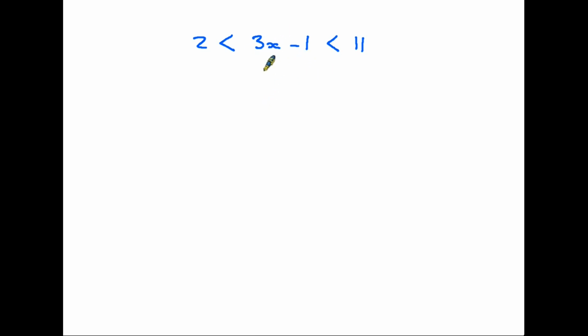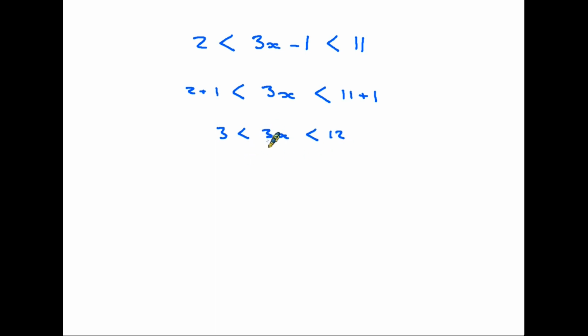So the first thing you would do with an equation is you would get rid of the minus 1. Now, if you were dealing with the left-hand part, the minus 1 would move to the other side and become a plus 1. If you were dealing with the right-hand inequality, the minus 1 would also go to the other side and become a plus 1. And in fact, that is what you do, both at the same time. So we end up with 3x in the middle, the minus 1 disappears, and we get a plus 1 on this end and a plus 1 on the other end. So we have now got 3 is smaller than 3x is smaller than 12.